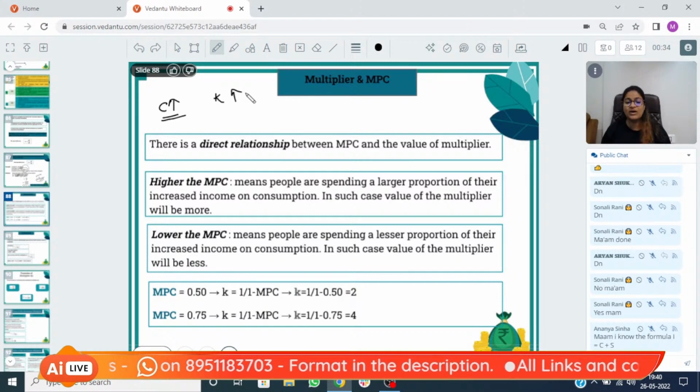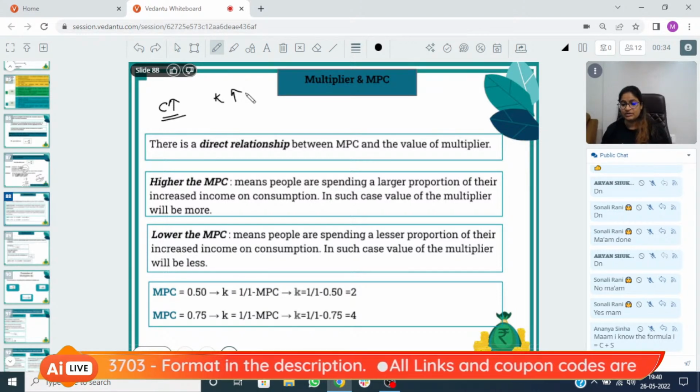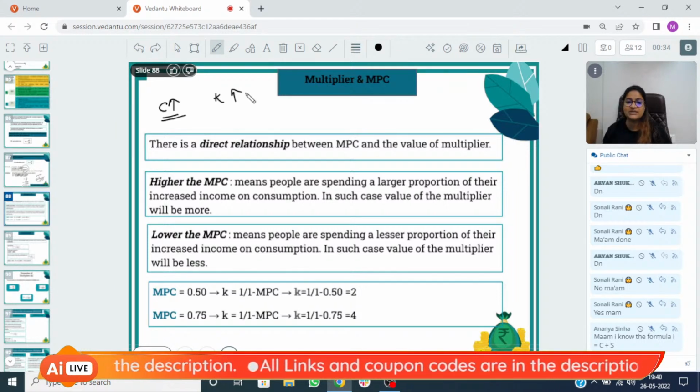Ananya, you are mixing two things, Ananya. What you are saying is different, what I am teaching is different, okay?